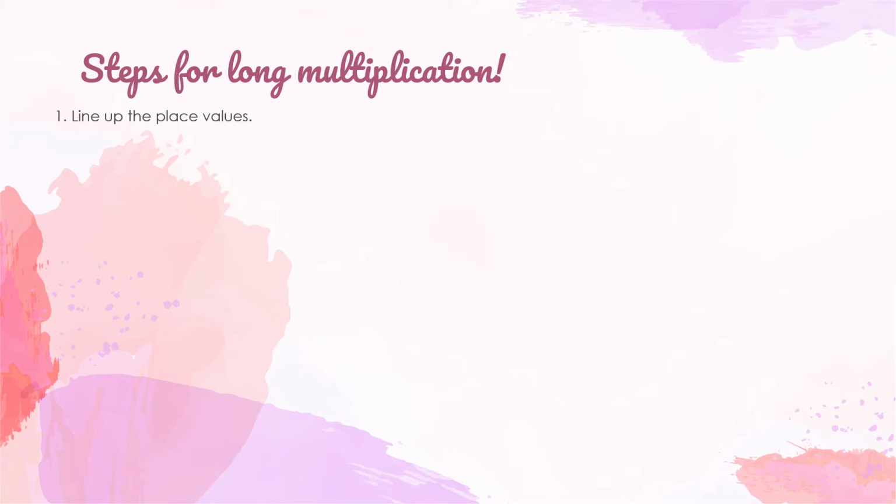Step number 1, line up the place values. You're now in term 3 of grade 4. You really do not have to write out the U and the T and the H and the TH. However, you do need to make sure that your place value columns are properly lined up. So if you want to write them down, you're more than welcome. If you don't need to, you don't have to.